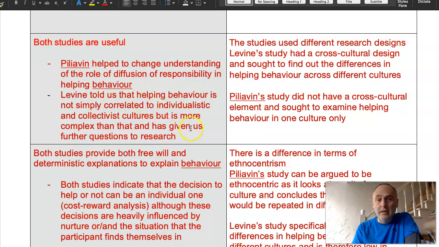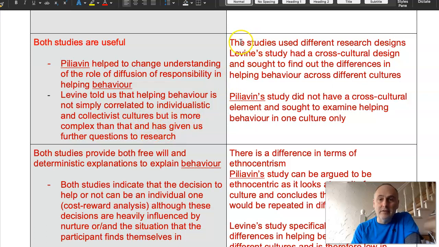Levine told us that helping behaviour is not simply correlated to individualistic and collectivist cultures. That was kind of one of the aims of the study, wasn't it? And he kind of proved himself wrong. But importantly, that's a good thing, because what it's done is it's generated further questions to research. So even when psychology goes a little bit wrong, which I don't think you can necessarily say in the Levine study, but it certainly didn't produce massively definitive results, did it? It's still useful because it forms the basis of further research. We do have to twist it a little bit to get it to work for Levine, but it does in this particular case, I think.